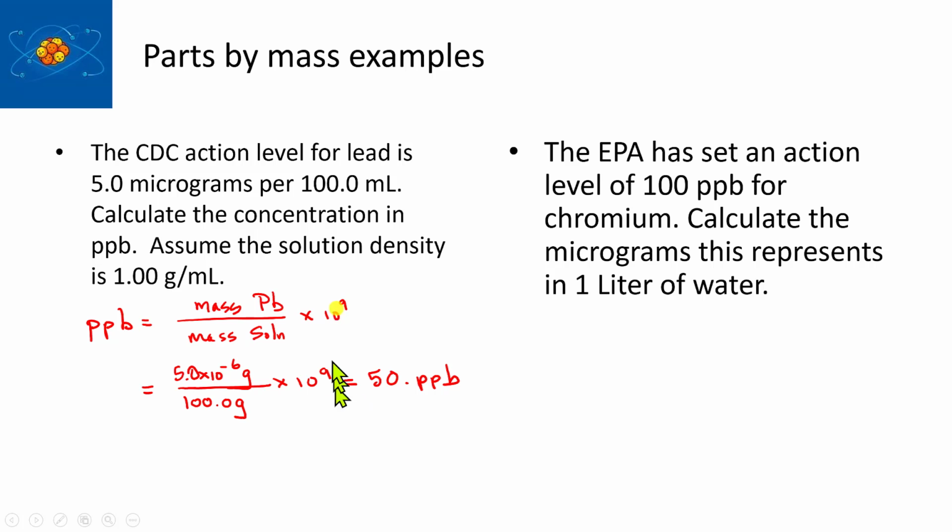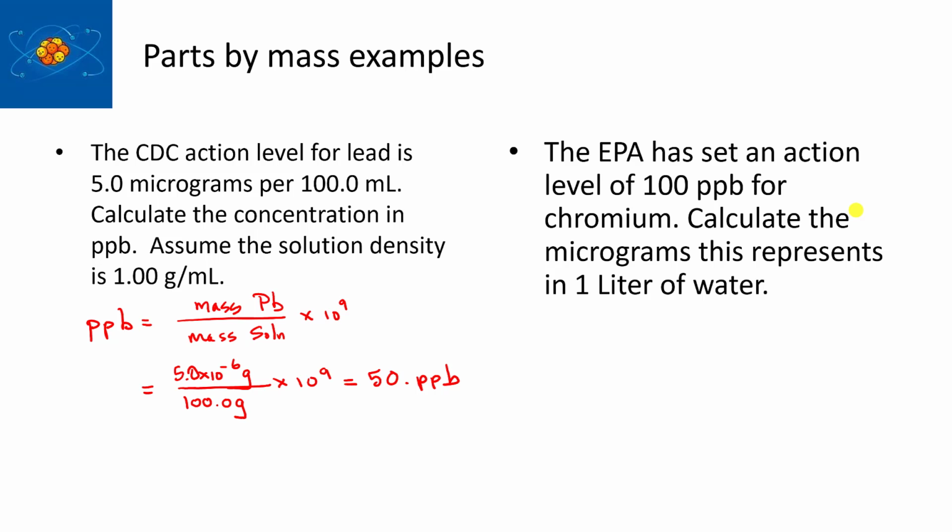So in another example, what we're going to do is calculate the micrograms of chromium that you would see at the action level for chromium, which is set as 100 parts per billion. So it's actually a little bit higher than this. We're going to calculate the micrograms of chromium that you would find in 1 liter of water.